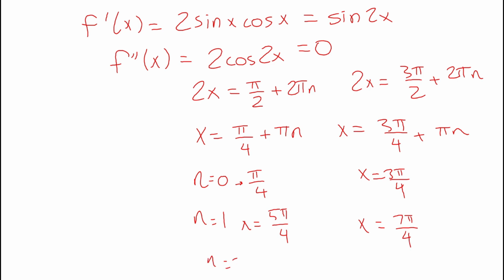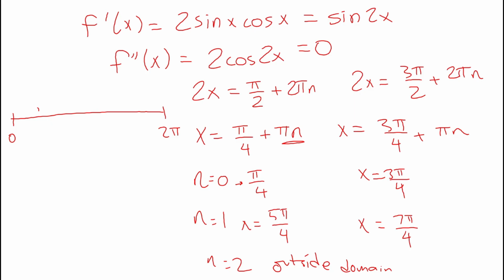And when n equals 2, we go outside the domain, right? Because if we multiply pi n by 2, or pi times 2, and add pi over 4 to it, we're going to be outside of the domain of 0 to 2 pi. So we've got 4 possible points of inflection. We'll make a sign chart with our second derivative, making sure to keep 0 and 2 pi on there. We'll put pi over 4. We'll put 3 pi over 4. We'll put 5 pi over 4. And we'll put 7 pi over 4.